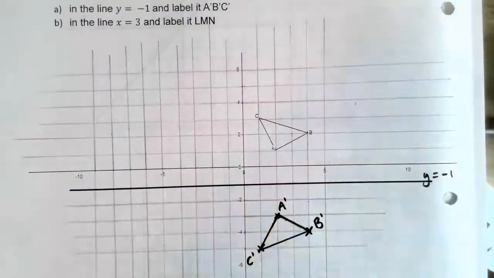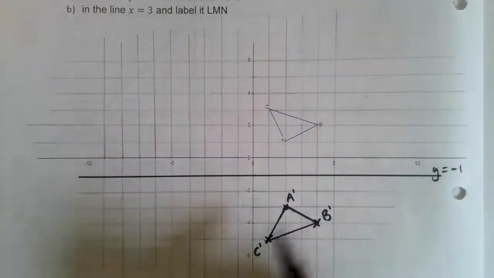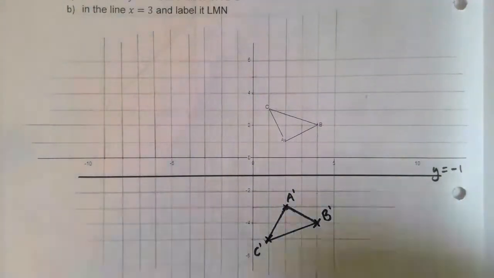Okay, I'm going to try and fix this lighting before I do the next one. I don't actually think that's any better, but sorry, it's the best I can do. So that was part A done. I really should have labelled that. Well, I suppose we've labelled it A dash B dash C dash, that's enough.